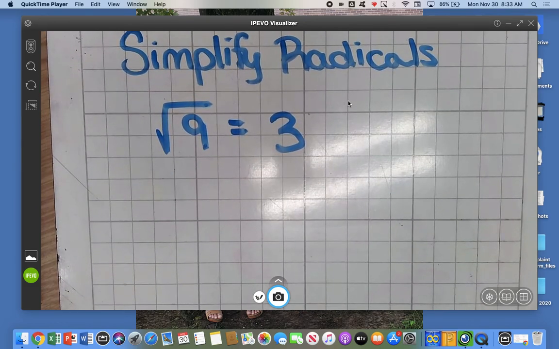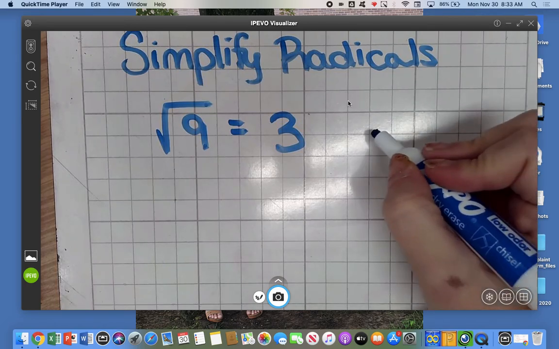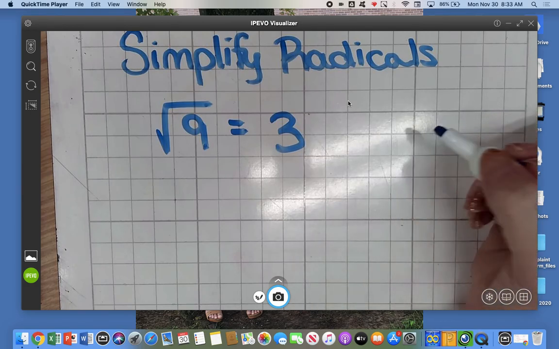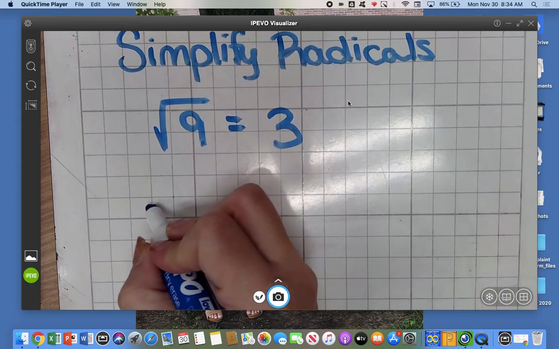All right, so the square root of 9 is 3. Now, do you guys agree that if you rewrote that, that really would be 3 times 3? Okay. Now, I want you guys to think about the square root of 18.